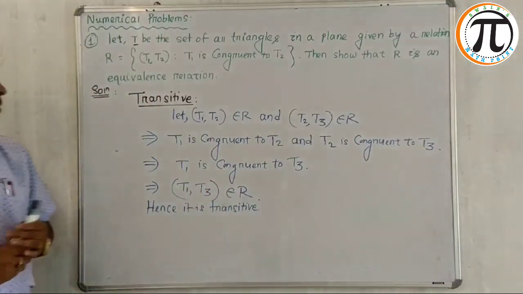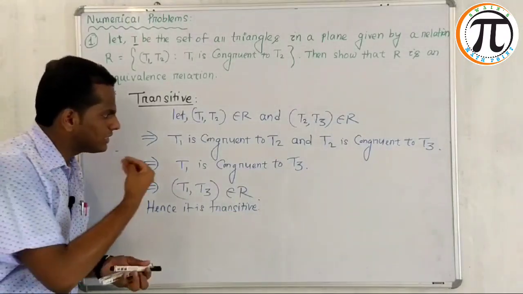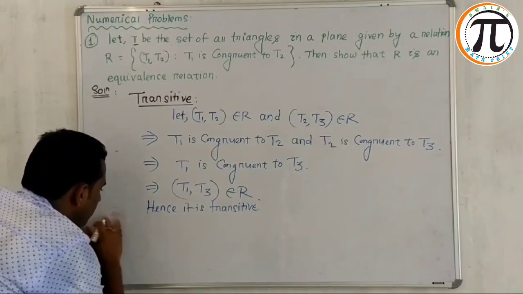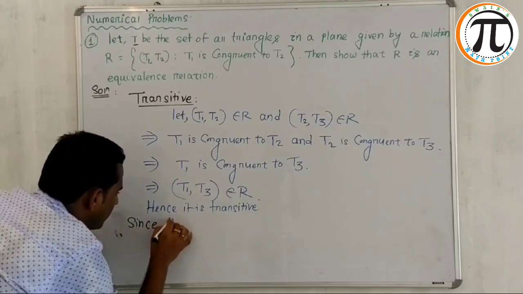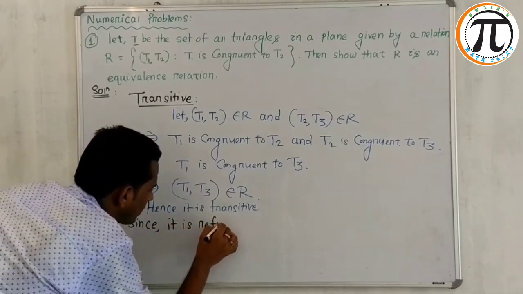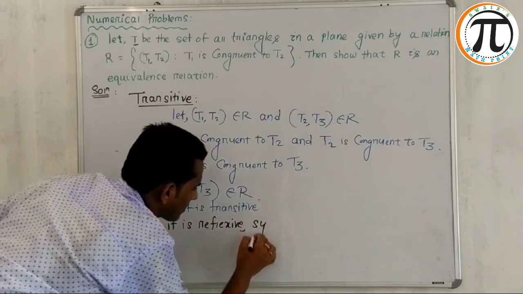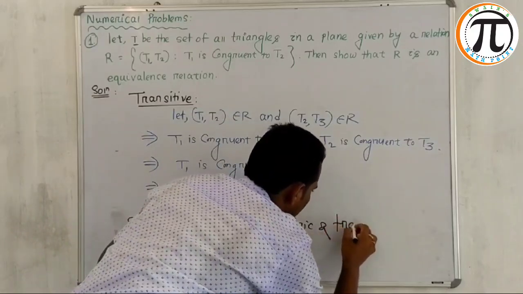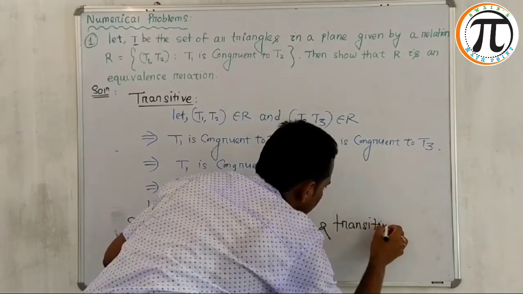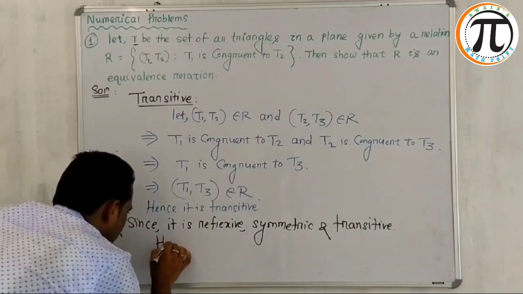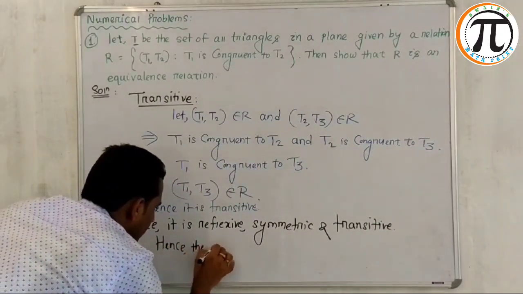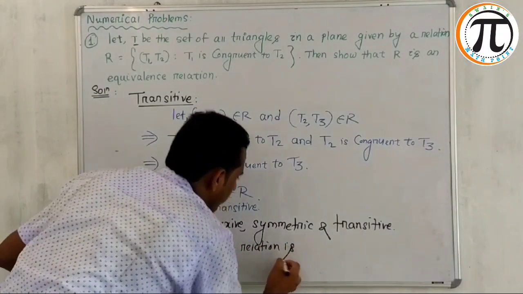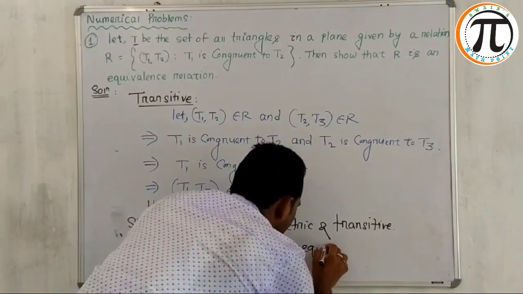So देखो reflexive हो गया, symmetric हो गया. Also it is transitive. That means since it is reflexive, symmetric and transitive, hence the given relation is what? Equivalence relation.